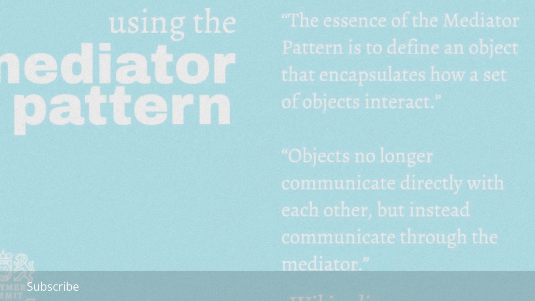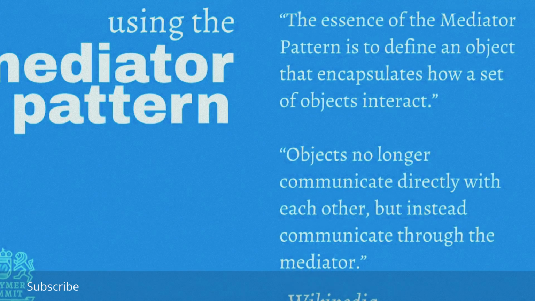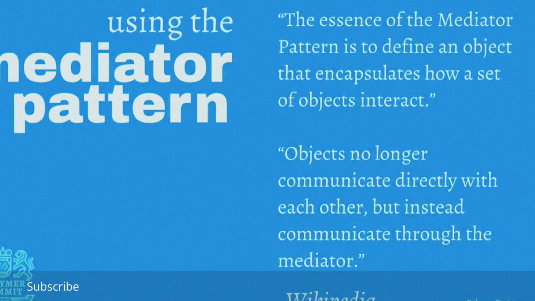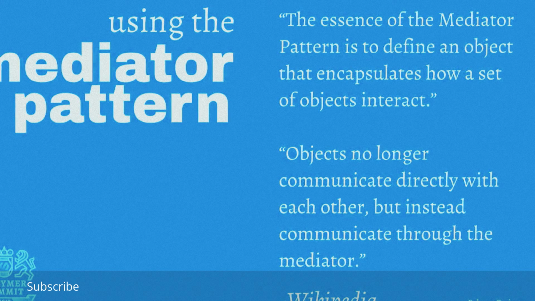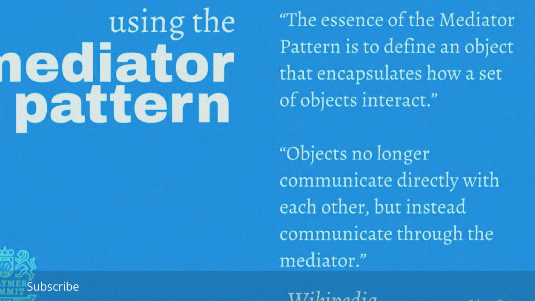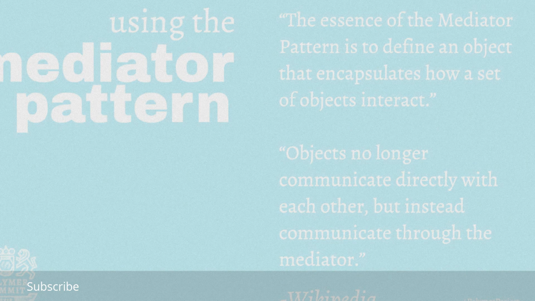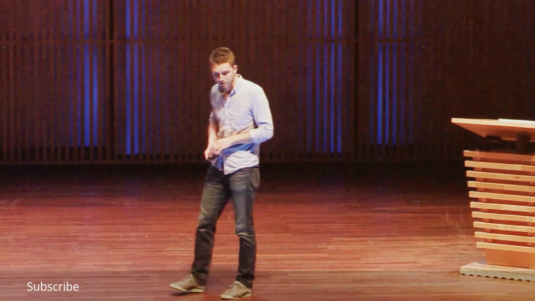So if you're not familiar with the mediator pattern, this is one of those classic Gang of Four software design patterns. The Wikipedia definition goes like this. The essence of the mediator pattern is to define an object that encapsulates how a set of objects interact. Objects no longer communicate directly with each other, but instead communicate through the mediator. All right, so this is going to be a really central concept as we go through. So let's see what this actually means in process.